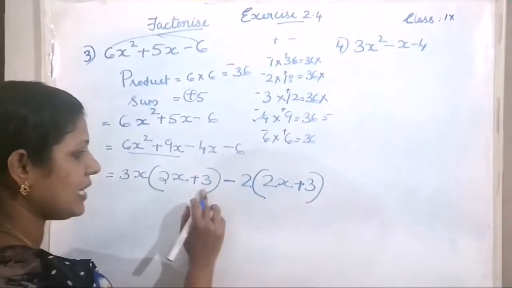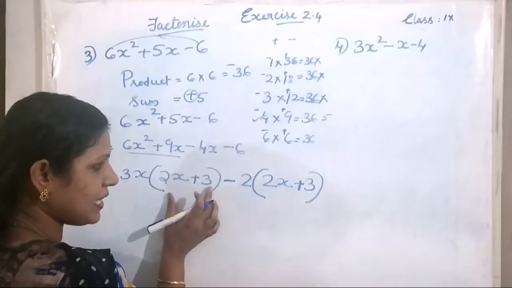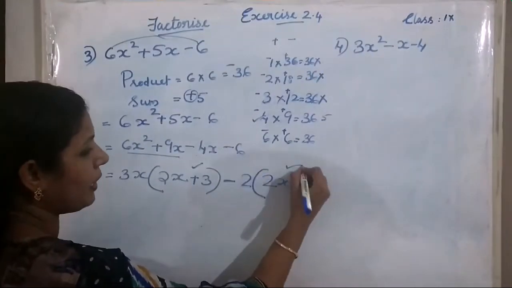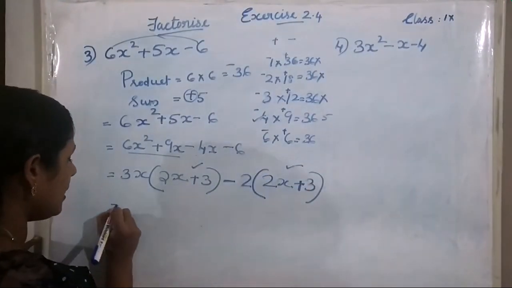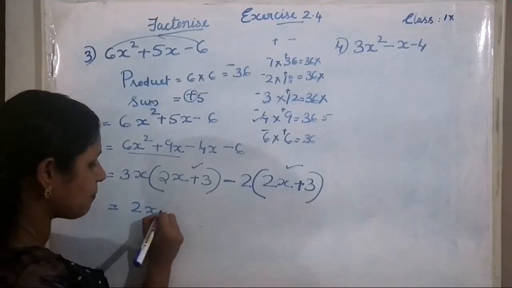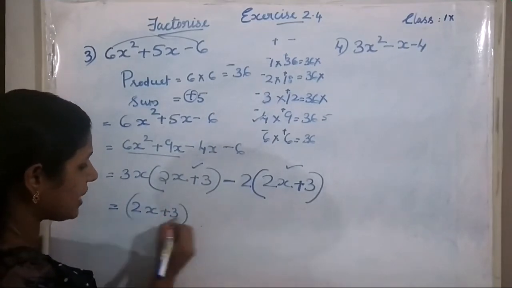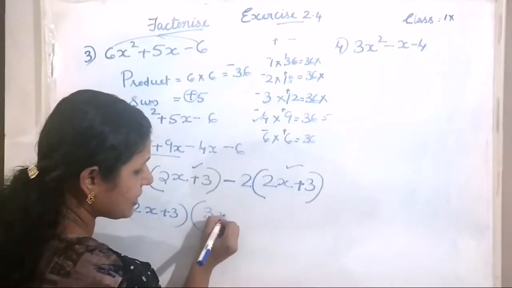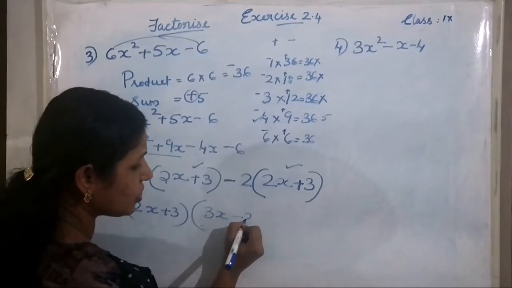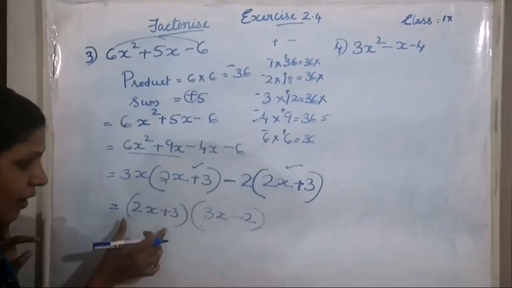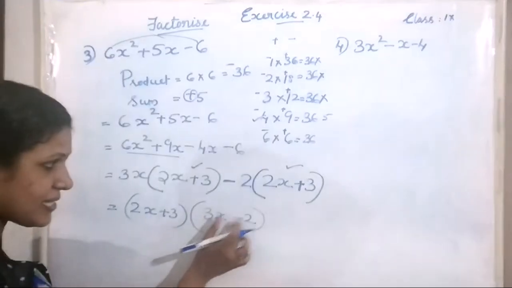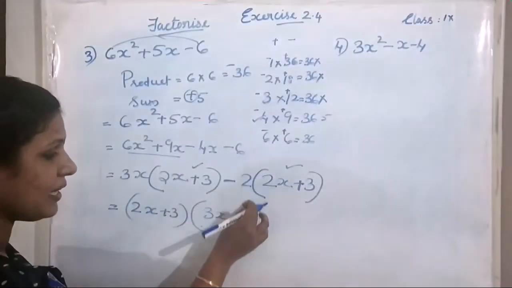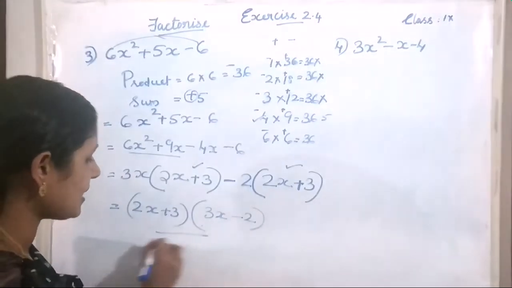Here 2x plus 3, and 2x plus 3 here also. So 2x plus 3 is the common factor. So 2x plus 3, take it outside. And the remaining from here is 3x, and here minus 2. So that's why this is the answer.